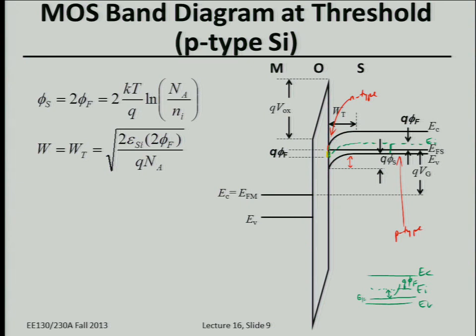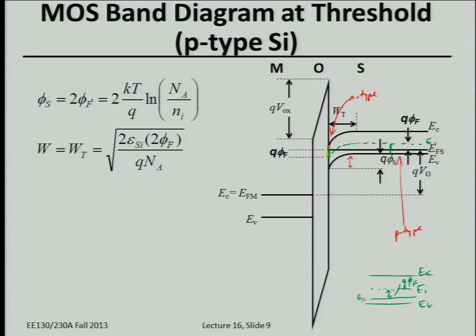So basically, the difference between the Fermi level and the intrinsic level is the same in magnitude at the surface as in the bulk, which is saying the same thing. It's just as much n-type at the surface as it is p-type in the bulk. So you can see, hopefully from this sketch, that this distance plus this distance is equal to the total band bending in the silicon. And so that's why we just have 2 phi f at the threshold condition.